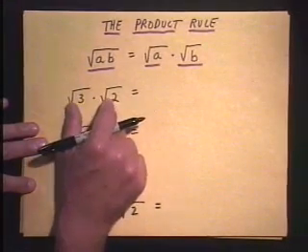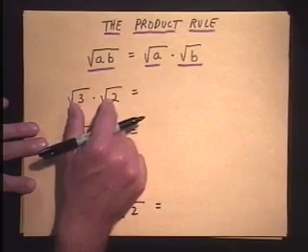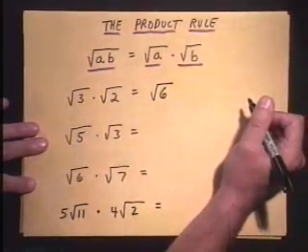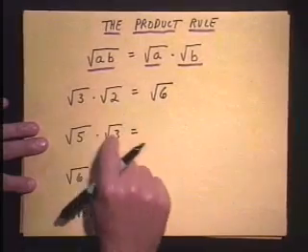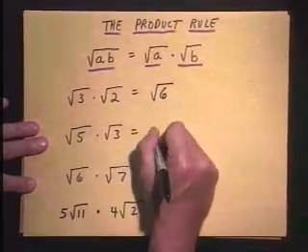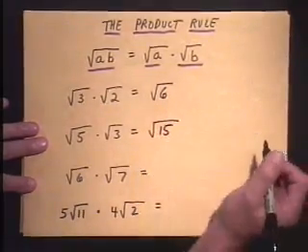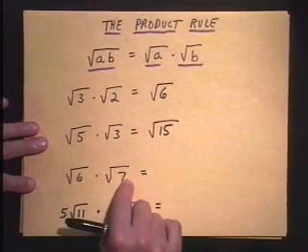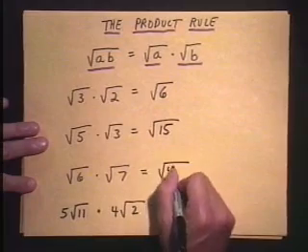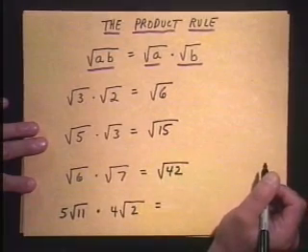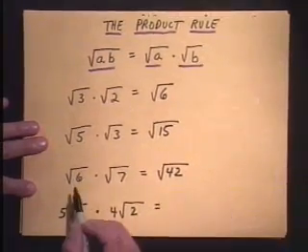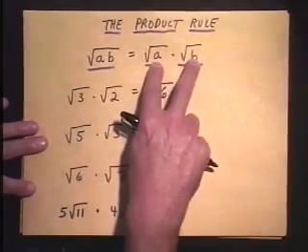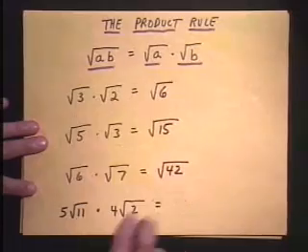So radicals work similar to numbers. The square root of 3 times the square root of 2, using the product rule, is the square root of 6. The square root of 5 times the square root of 3, the product rule tells us, is the square root of 15. The square root of 6 times the square root of 7, the square root of 42. Now, isn't that nice? Isn't that nice? So these behave like real numbers. So when you multiply two radicals, you get a radical by the product rule.